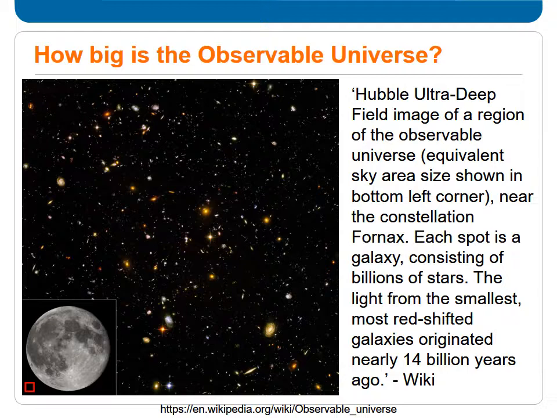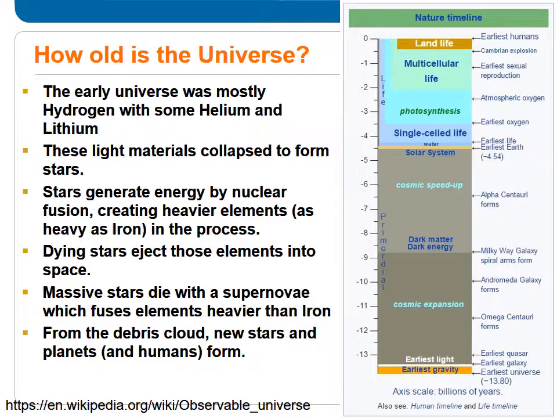In 2003, astronomers used the Hubble Space Telescope to look back in time to within 1 billion years of the Big Bang. Each spot is a galaxy consisting of billions of stars. The light from the smallest, most redshifted galaxies originated nearly 14 billion years ago. In 2009, the shuttle serviced Hubble, enabling the creation of the extreme deep field in visible and infrared light, attempting to look at the very first galaxies in the universe.